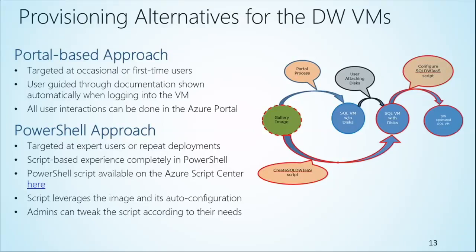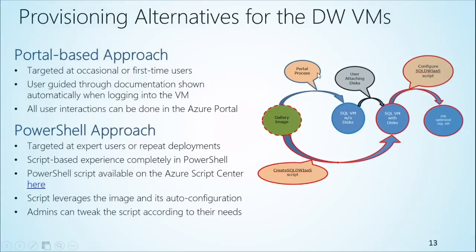And if you look at the little picture that I have on the slide here, basically you pick the gallery image, and if you are a portal-based user, you go through the portal provisioning process for the actual VM. That's what I just showed in the demo. Then the next step for you, and you can do that through the portal as well, is attaching the disks for your VM. And once the disks are provisioned for your VM, then our automated configuration kicks in, and it takes a couple of minutes. And after the configuration is complete, you have a fully optimized, fully tuned SQL Server VM for data warehousing.